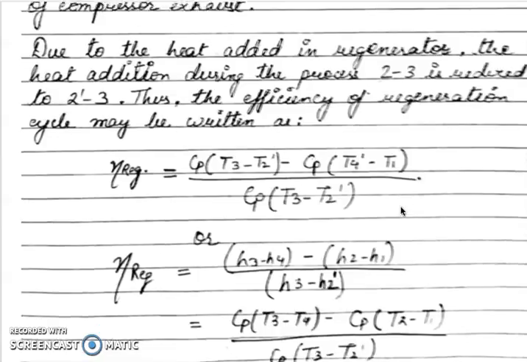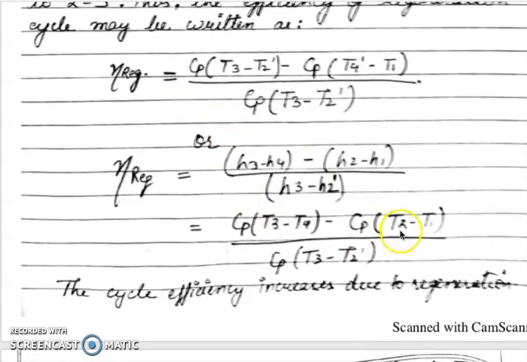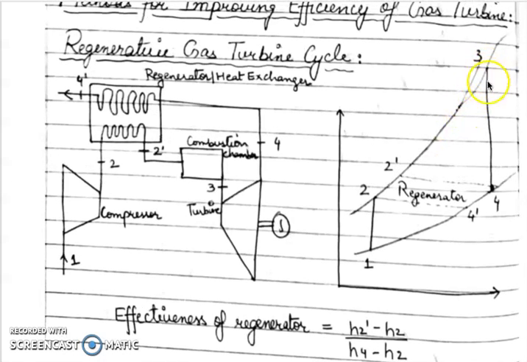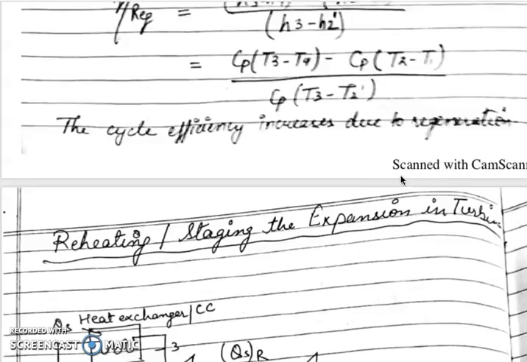The efficiency after regeneration can be written as: turbine work H3 minus H4, minus compressor work H2 minus H1, upon the heat supplied, which is H3 minus H2 in the normal case, and now it will be H3 minus H2 dash. It is written in these terms here, and then these are written in terms of temperatures, as enthalpy is a function of temperature only for an ideal gas, and air is considered an ideal gas here. So the regeneration will increase the efficiency of the gas turbine cycle.